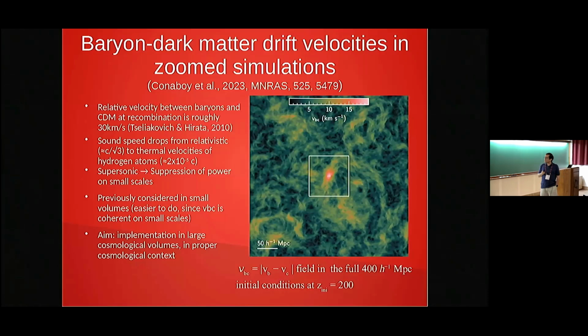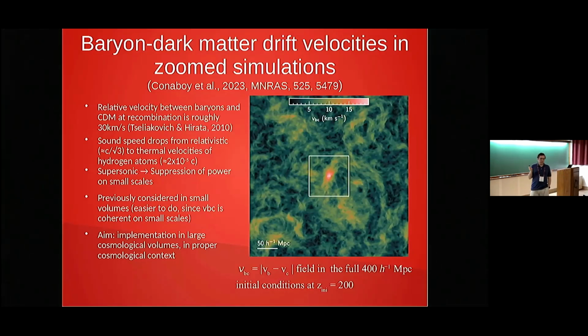Okay, so moving on to smaller scales and larger at the same time. So that's the magic of zoom. One interesting thing we have been looking at recently is how to simulate baryon dark matter drift velocities. Many people have done this, but they tended to do it on very small scales because that's a lot easier, and it's a very hard problem to simulate in the first place. But what we are interested in is getting this simulation with enough resolution, but also in very large volume.